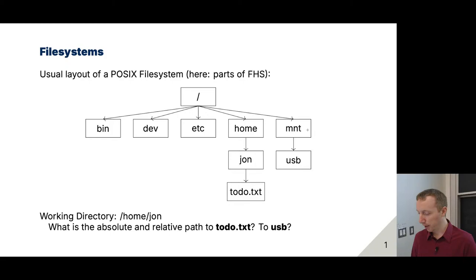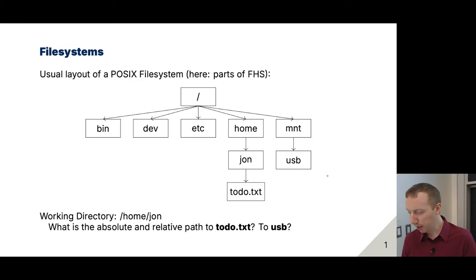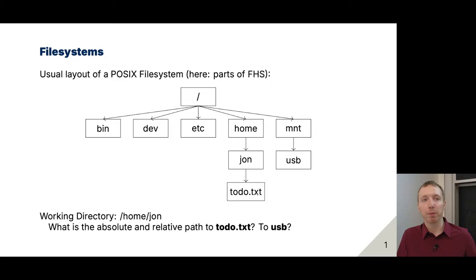And then there's the mount directory, or, well, they shortened it to MNT, and that is a place where if you plug in a USB drive or something like that, that's typically where you should be able to access that drive. So if I plug in a drive on my machine, it'll get mounted, or I'll be able to access it through a directory called USB. And then maybe from the root directory, I can get to my home directory. Maybe inside that, there's a directory for me called John. And then maybe in my John directory, I have a file called todo.txt. So your file system will form a directed acyclic graph, because everyone loves DAGs.